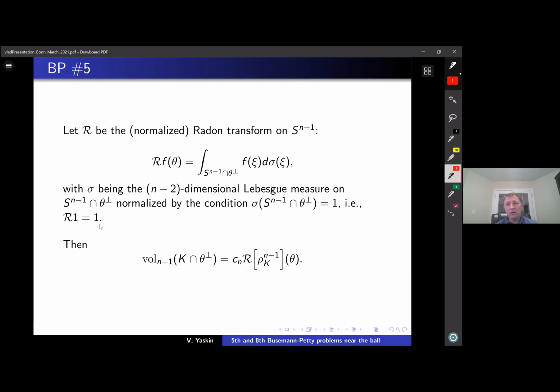Okay, so how do you write the areas of sections in terms of the Radon transform? It's like this. It's up to some constant. It's the Radon transform of the radial function to the power n minus 1.